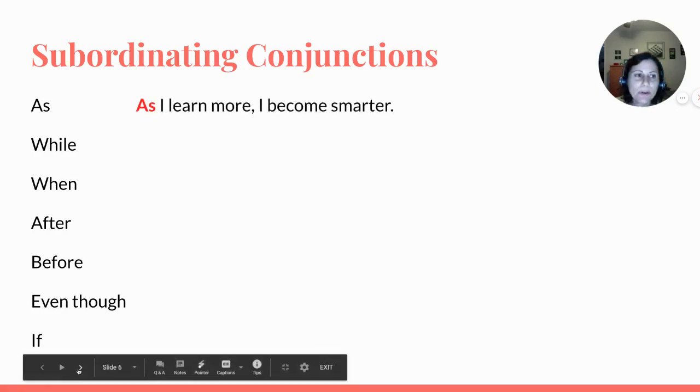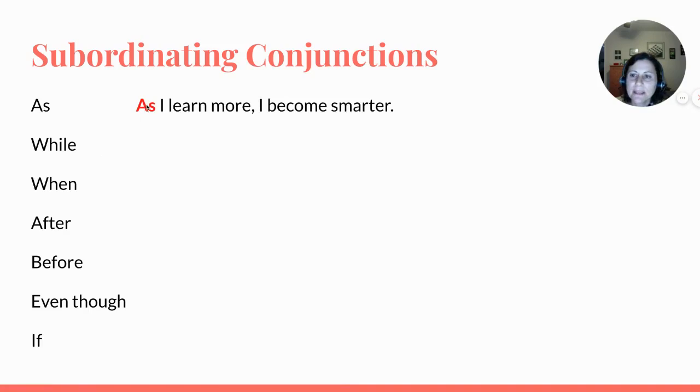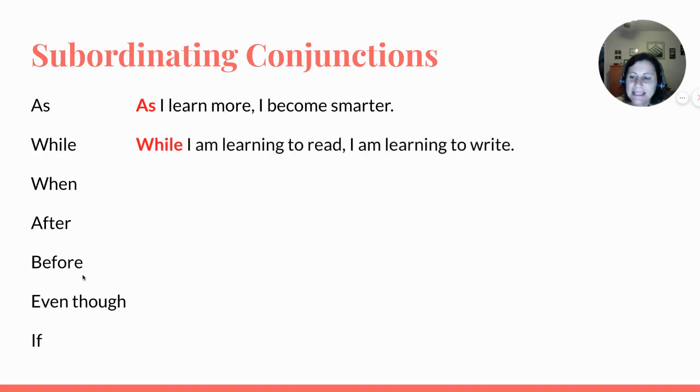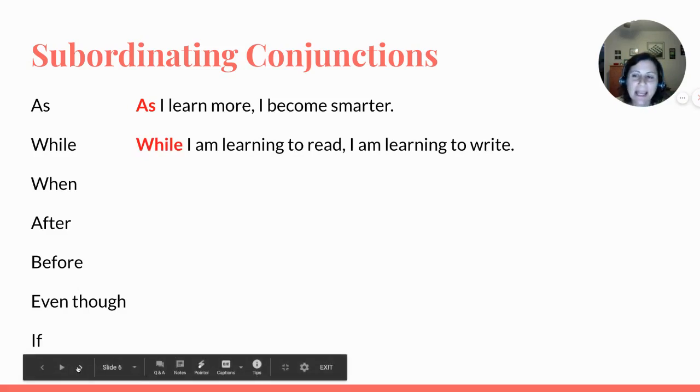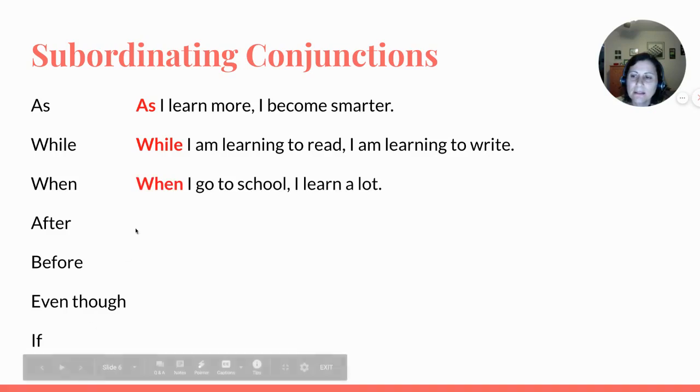As I learn more, I become smarter. As has the same meaning as while, meaning at the same time. While I'm learning to read, I'm learning to write. This means at the same time. And it's similar to as. When I go to school, I learn a lot. I think we know when, that means at the time.